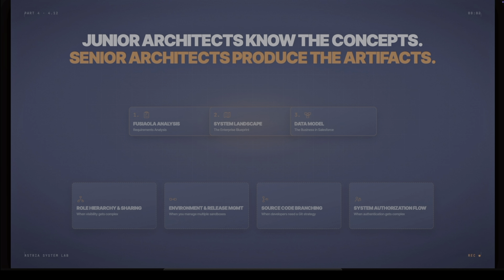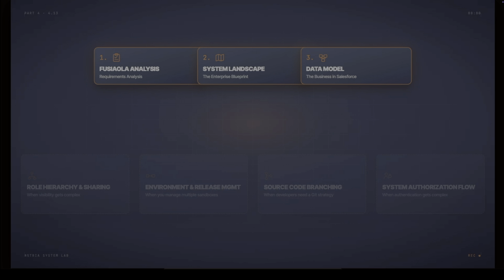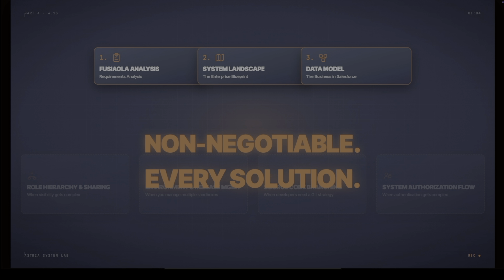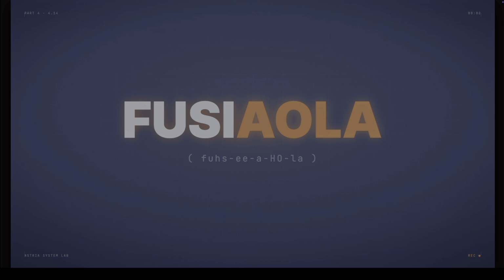These 4 aren't required on every project, but knowing they exist and knowing when to produce them is part of what separates a junior architect from a senior one. Other artifacts come into play depending on the project, but those three core artifacts are non-negotiable. Every solution, every time. Let's zoom in on FUSIAOLA.